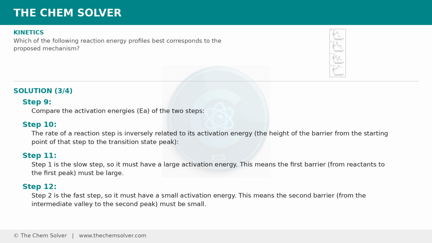Step 1 is the slow step, so it must have a large activation energy. This means the first barrier, from reactants to the first peak, must be large. Step 2 is the fast step, so it must have a small activation energy. This means the second barrier, from the intermediate valley to the second peak, must be small.